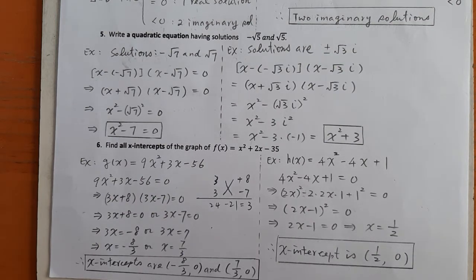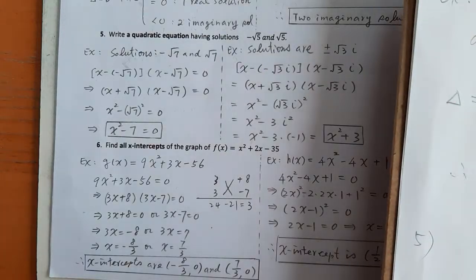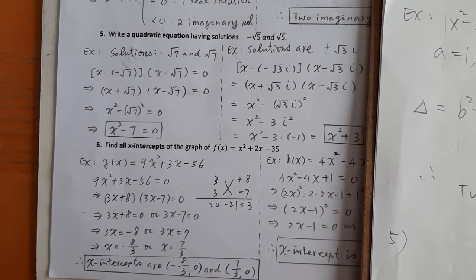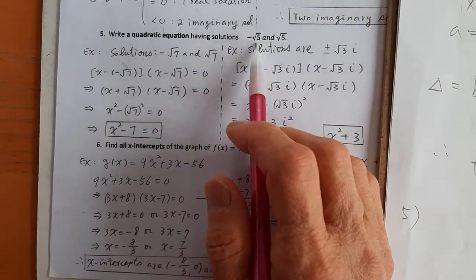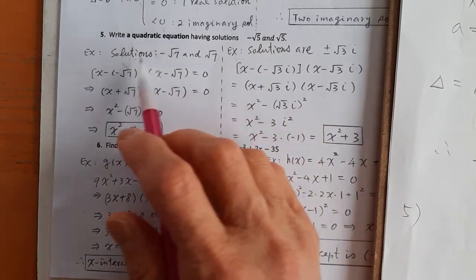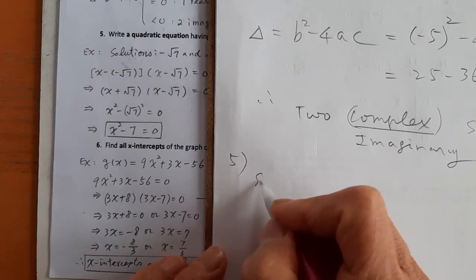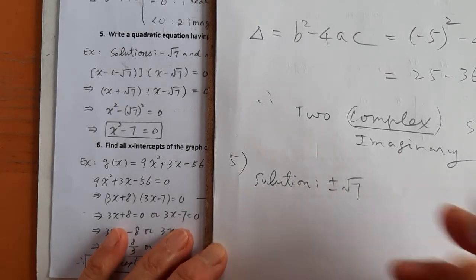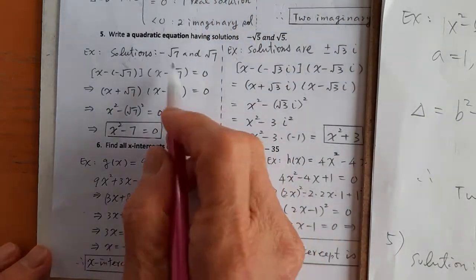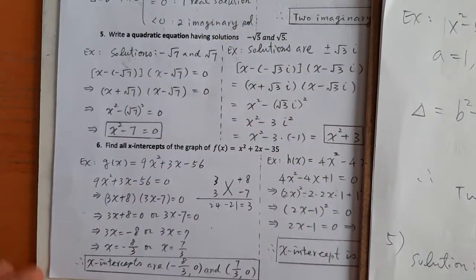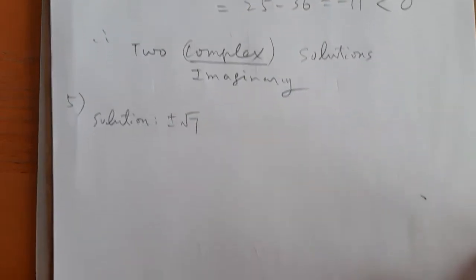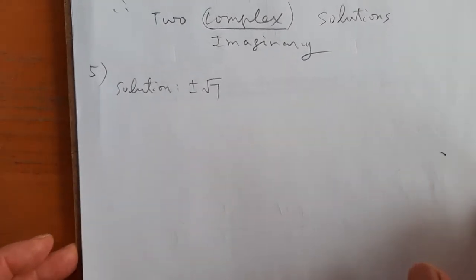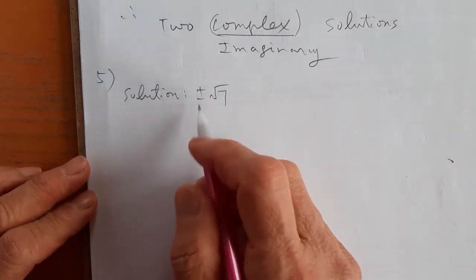Question 5. Write a quadratic equation having the solutions negative square root of 5 and the square root of 5. So for example, have solutions positive and negative square root of 7. Two solutions. And write down the quadratic equation that has the two solutions.